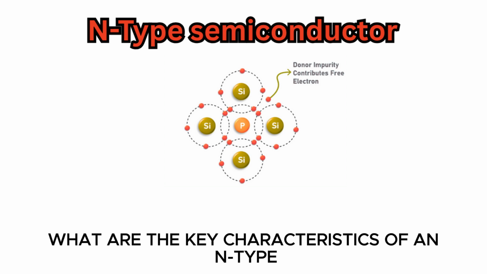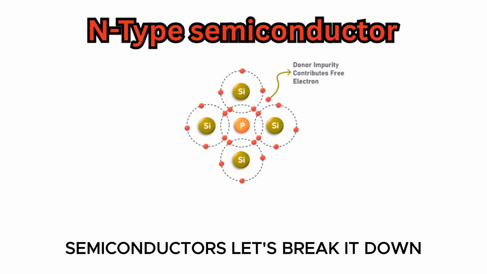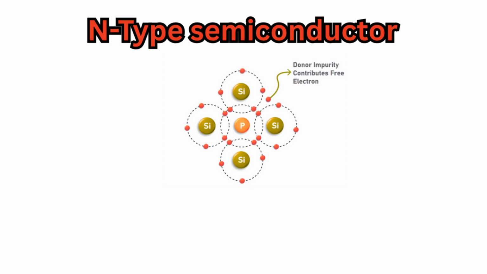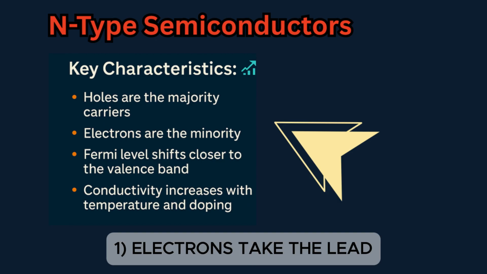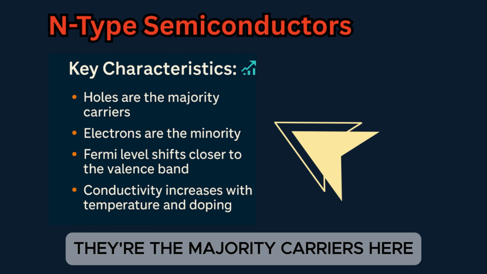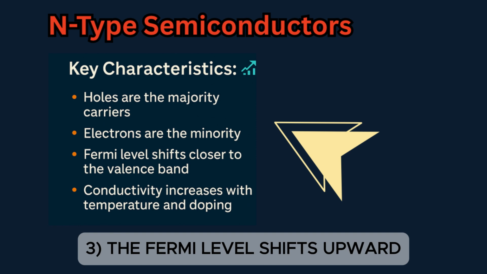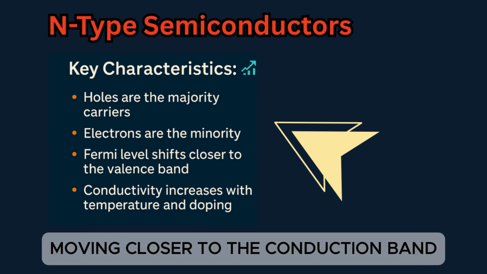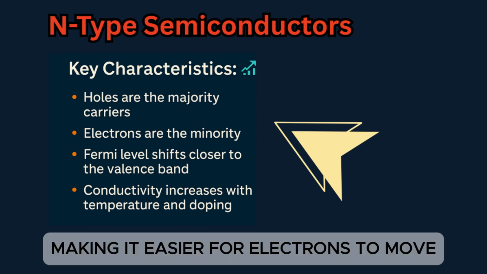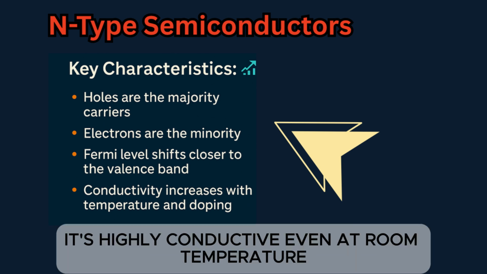So, what are the key characteristics of an N-type semiconductor? Let's break it down. 1. Electrons take the lead. They're the majority carriers here. 2. Holes, still present, but they play a minor role. 3. The Fermi level shifts upward, moving closer to the conduction band, making it easier for electrons to move. And here's the kicker: it's highly conductive, even at room temperature.